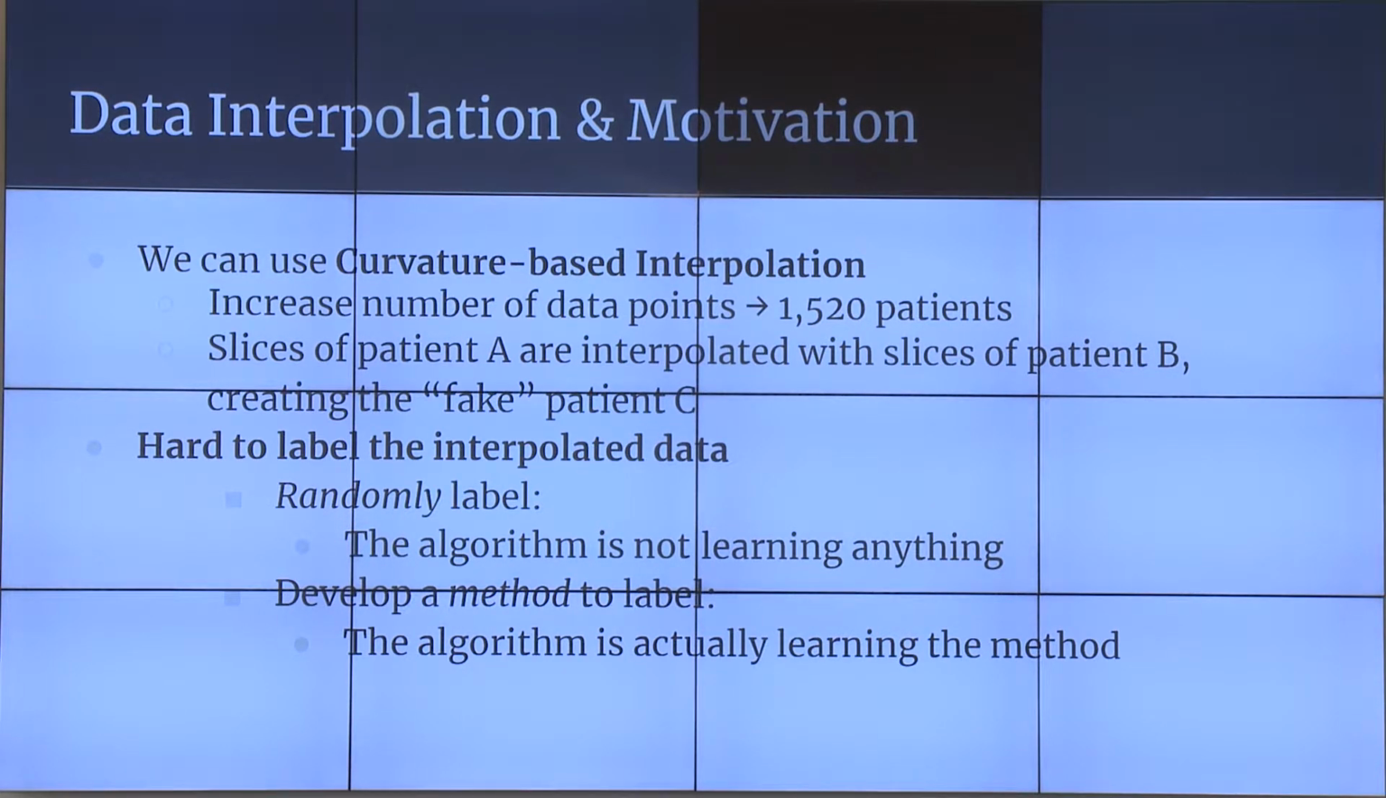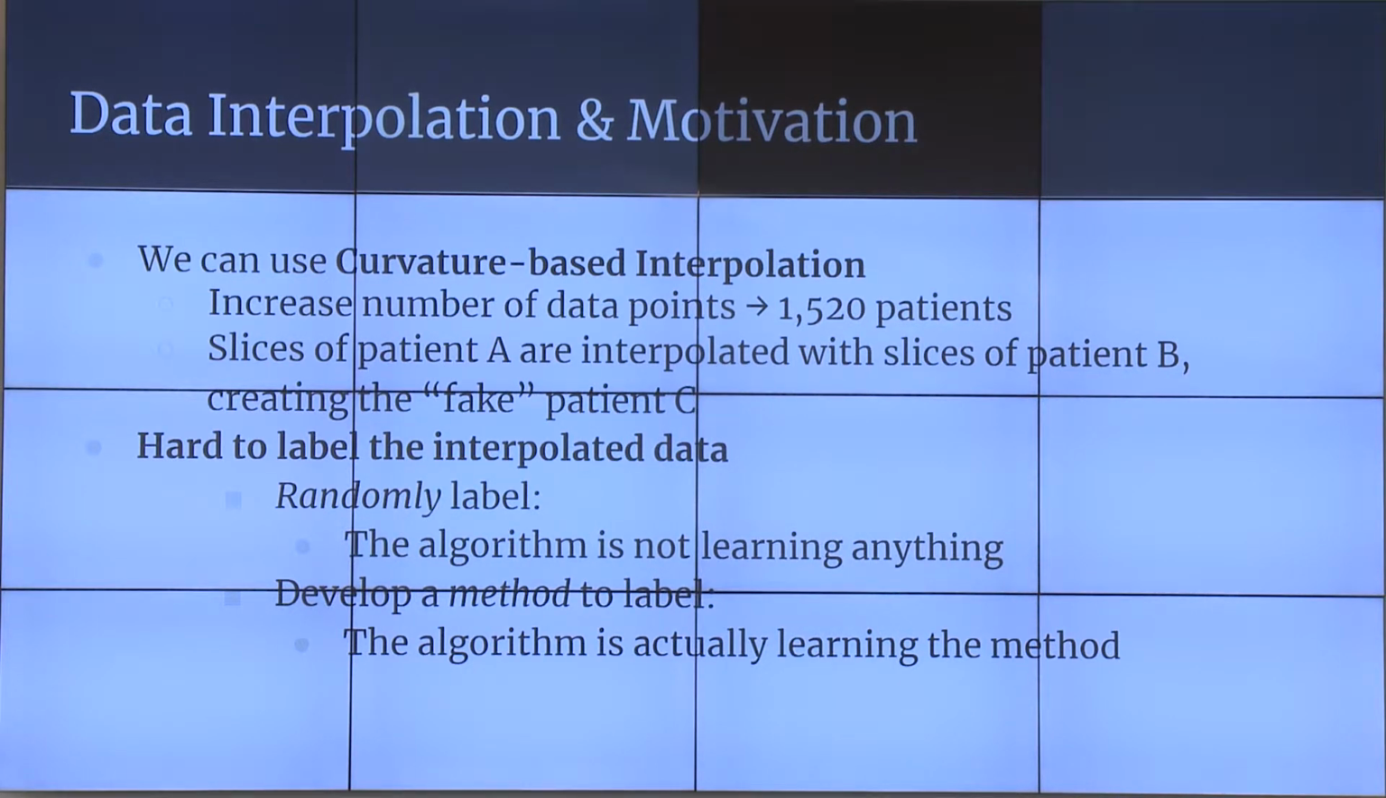So we used curvature-based interpolation in order to obtain about 1,520 new CT images and radiation plans. So in this method, we will basically take a stack of CT images for one given patient A and another patient B, and then interpolate each of the slices of these two stacks to create a new stack for fake patient C. And we did this because if we were to do this with our original prediction model, we wouldn't have a way to know if the fake patient is one that has a significant change in symptoms or not, and we would have had to find a way to interpolate the quality of life scores as well.